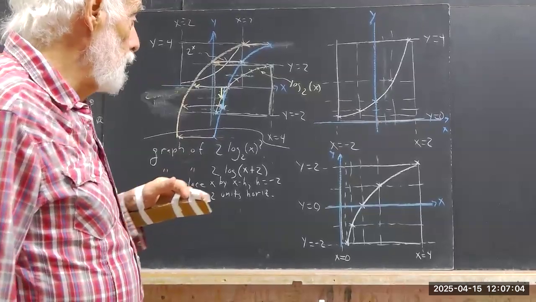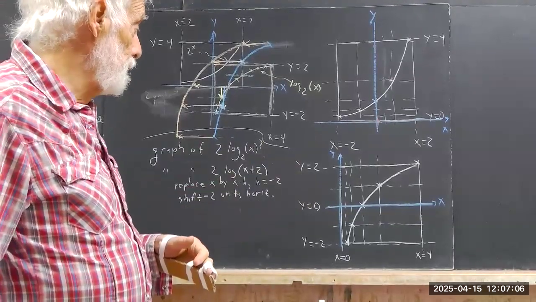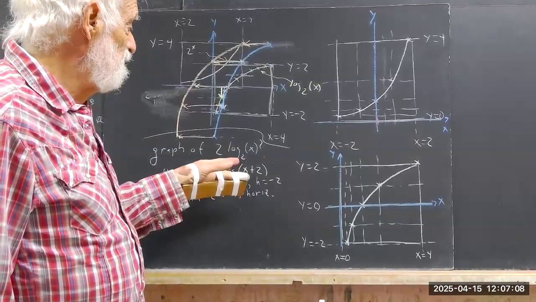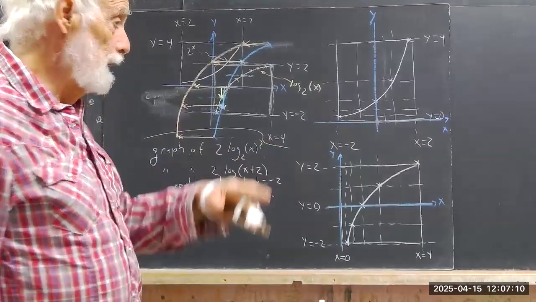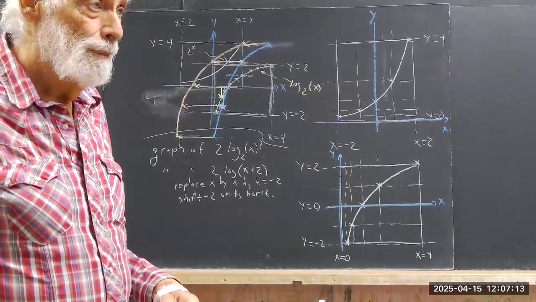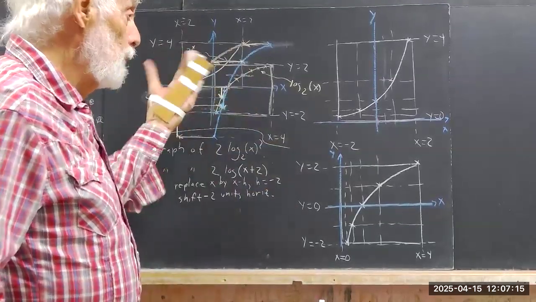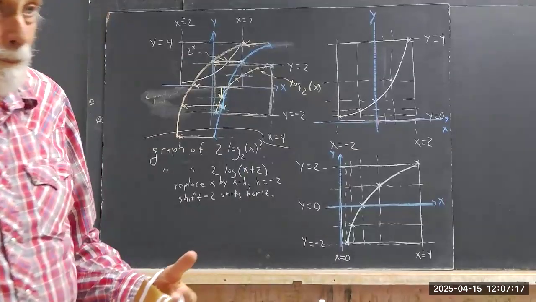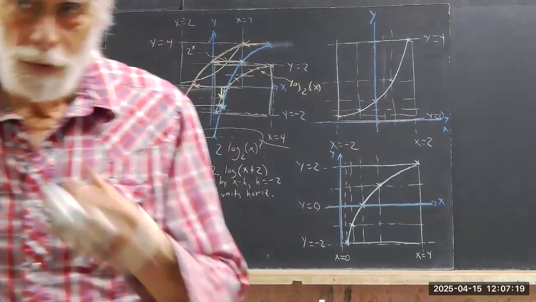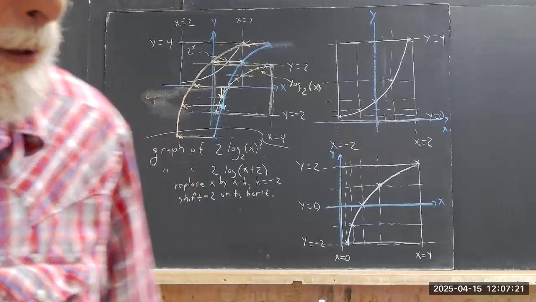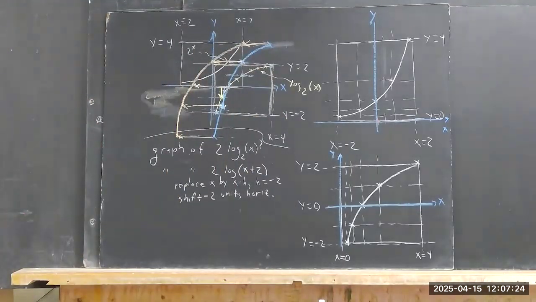Okay. What if we replace x by negative x? Do the graph of log of negative x. Well, that flips it around the y-axis. Okay. That actually probably turns out to be a fairly useless graph, but maybe not in some cases.